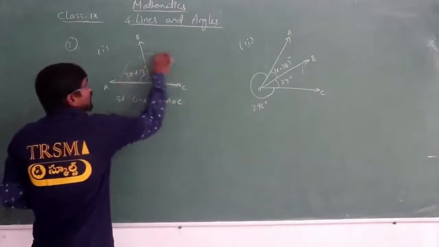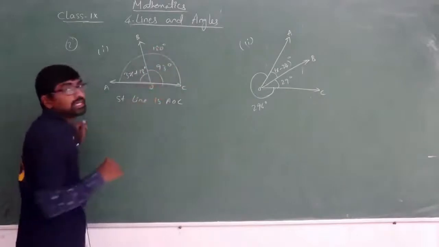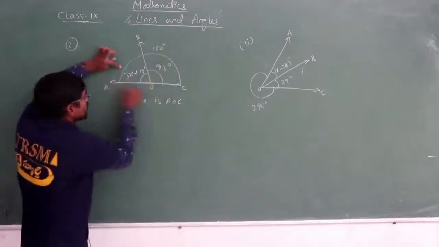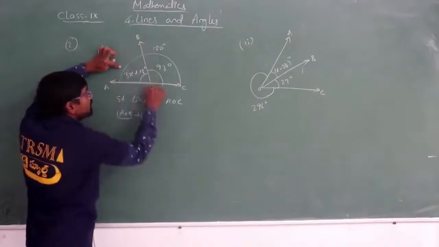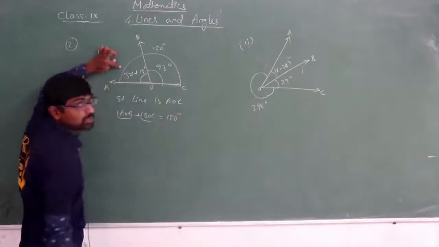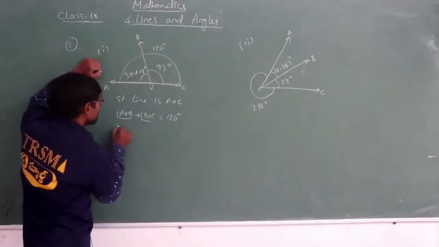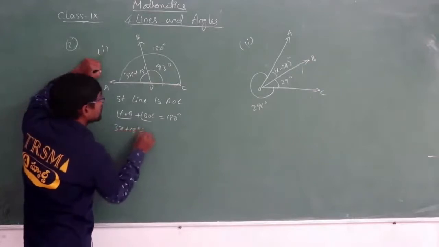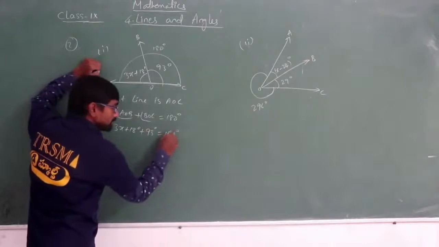So here on adding this whole angle, how much will I get? 180 degrees. So here we will be taking the straight line angle, isn't it? So angle AOB plus angle BOC is equal to 180 degrees. Why? I am taking the straight line angle, isn't it? So directly I am substituting 3x plus 18 degrees plus 93 degrees is equal to 180 degrees, isn't it?